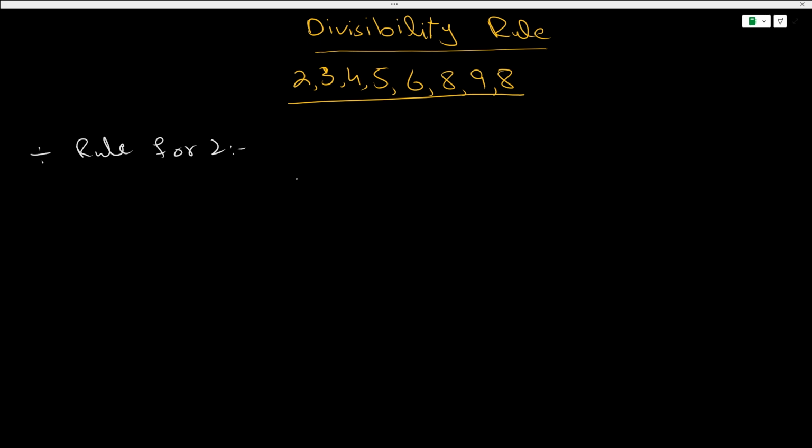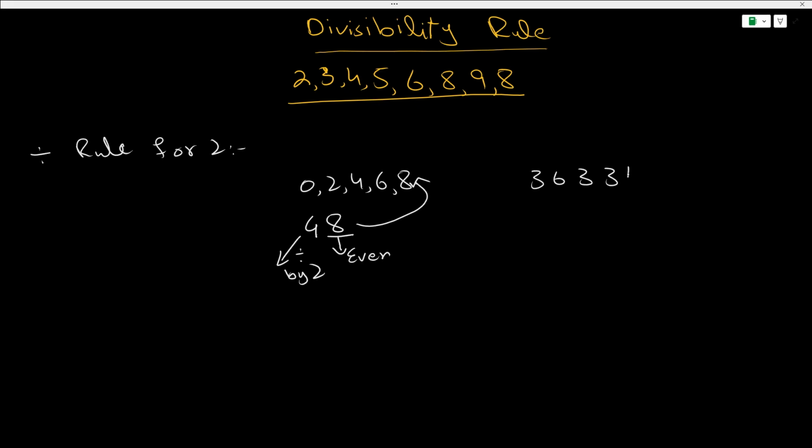If the number ends on an even number, you can say the numbers which are 0, 2, 4, 6, 8, then the number is divisible by 2. Let's have an example. If we have the number 48, we look at the last digit, that is 8, and that is even. 8 belongs to this group of numbers, so we can say this 48 can be divisible by 2.